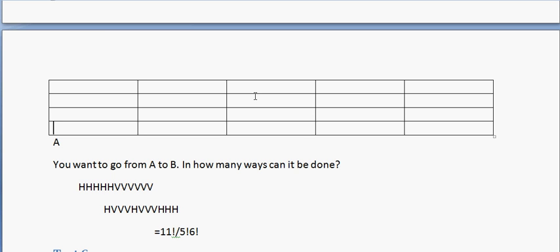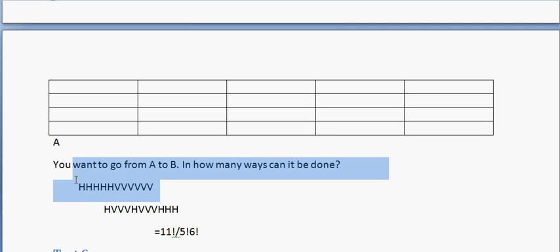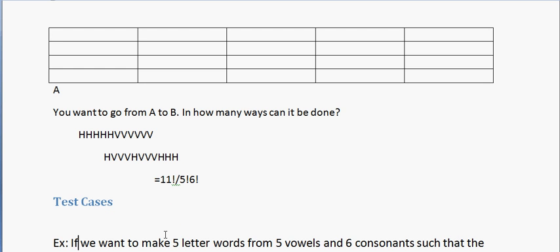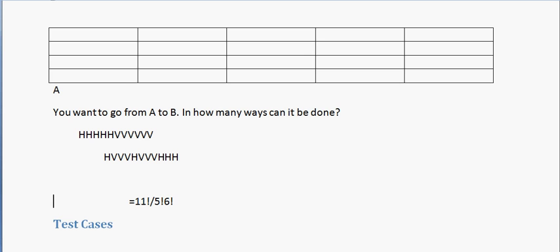So this is nothing but arranging this sequence, right? And how to arrange this sequence? It's 11 factorial divided by 5 factorial and 6 factorial, right? So this is basically about arrangements, right?